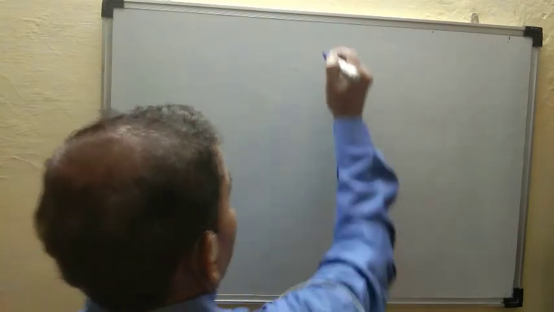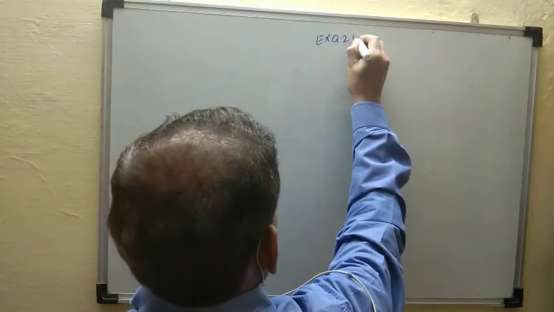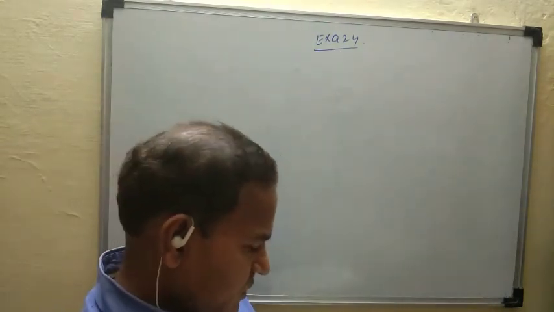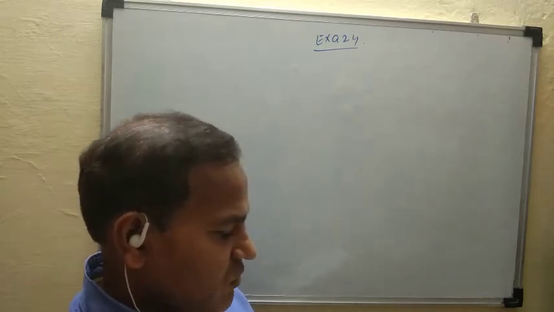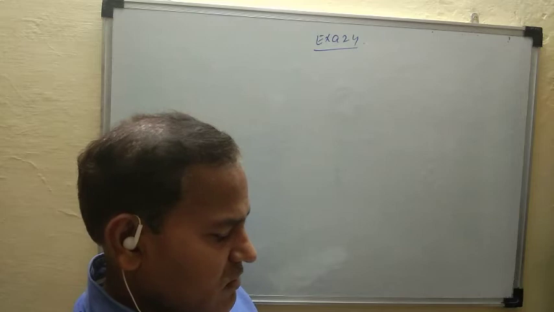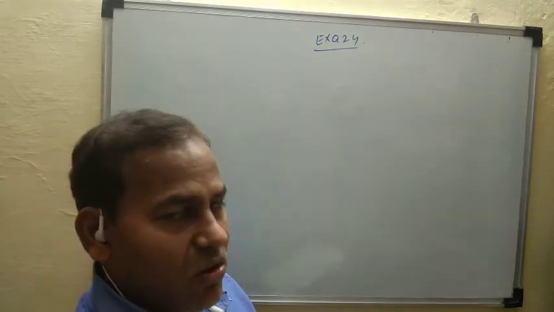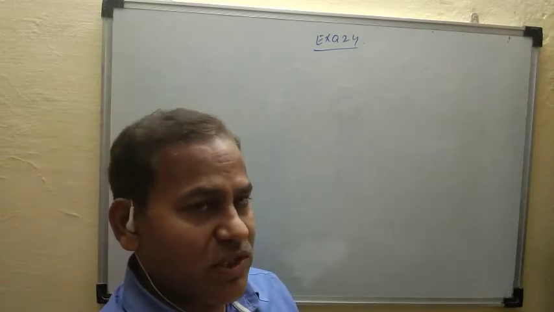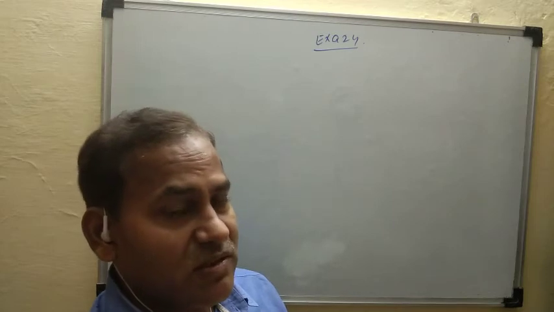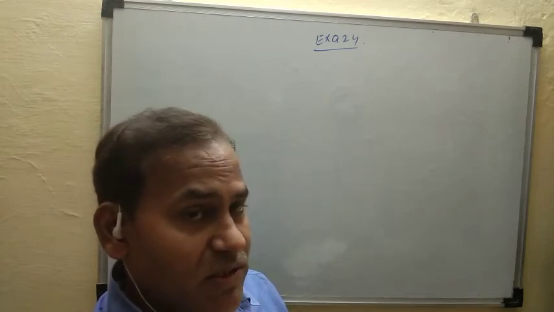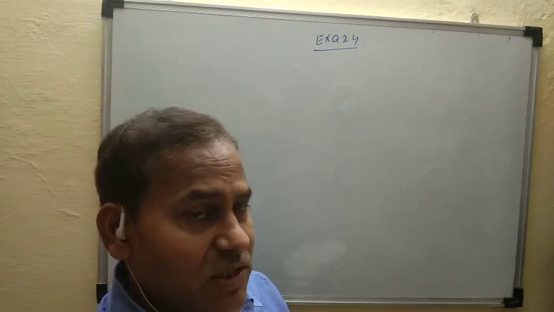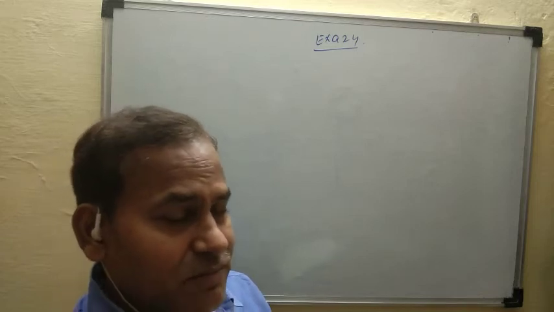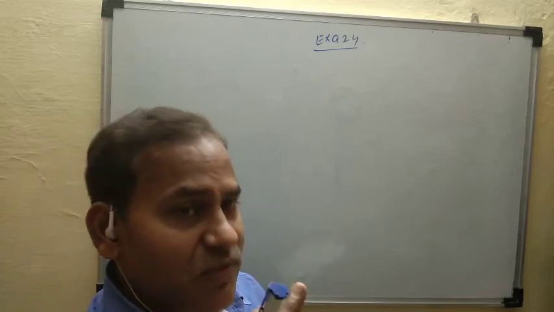Example number 24 is: in a school there are 20 teachers who teach mathematics or physics. That is, in these 20 teachers, some teach mathematics and some teach physics. There are 20 teachers, so 20 is the union of mathematics and physics teachers.